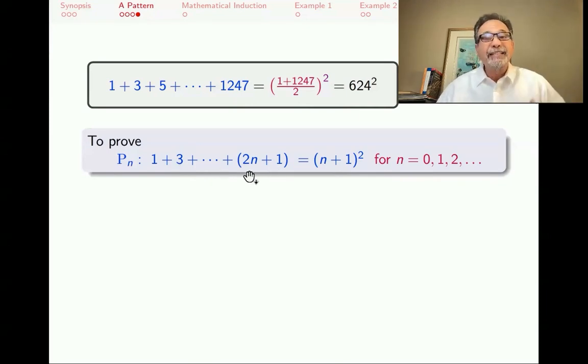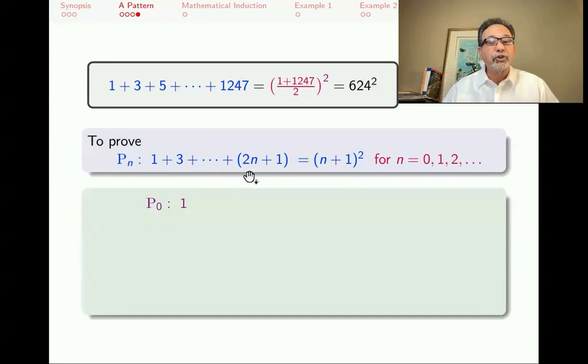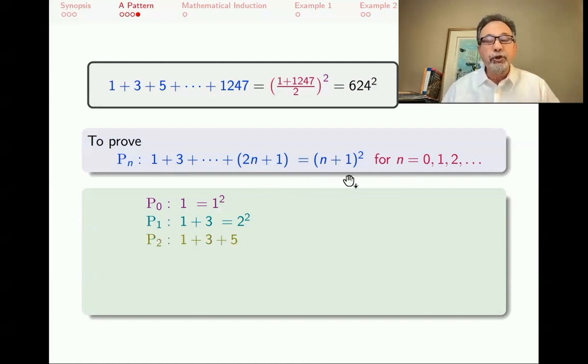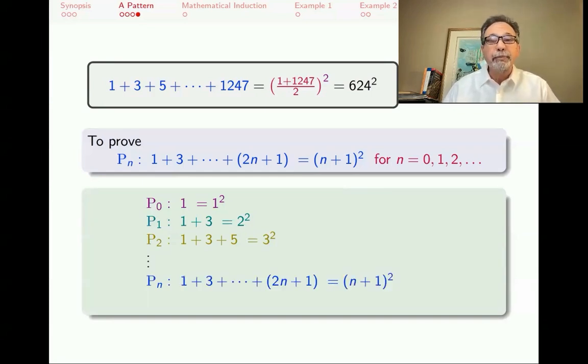Now I have a set of statements. P0 is just 1 equals 1 squared. P1 is 1 plus 3 equals 2 squared. When instead of n you put 1, this tells you what the last term on the left is. Because you get 3, you start from 1 plus 3 and then stop. And on this side, you put n equals 1, you get 2 squared, you get 4. For P2, you get 1 plus 3 plus 5 equals 3 squared. For Pn, you get 1 plus 3 all the way to 2n plus 1 equals n plus 1 squared. And this continues. This Pn is not the last one. Pn is an arbitrary one.